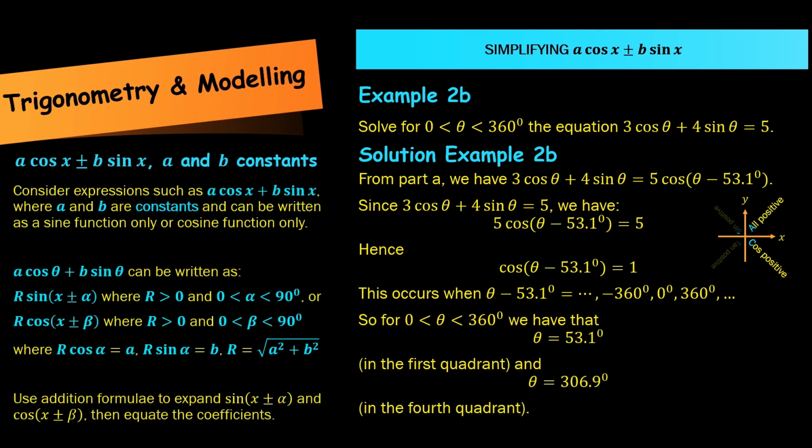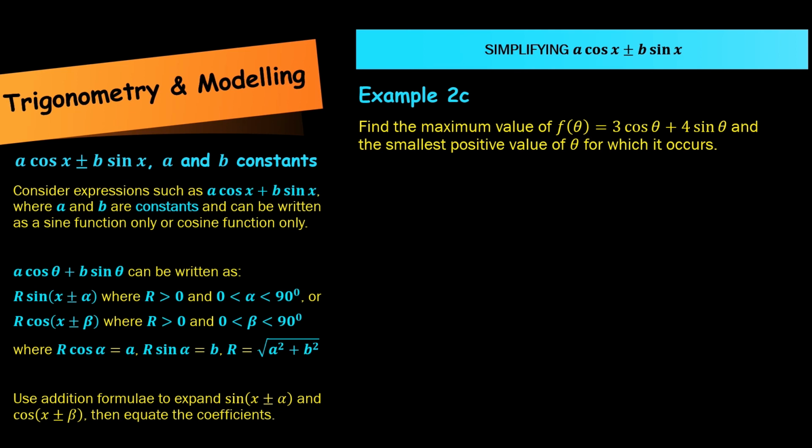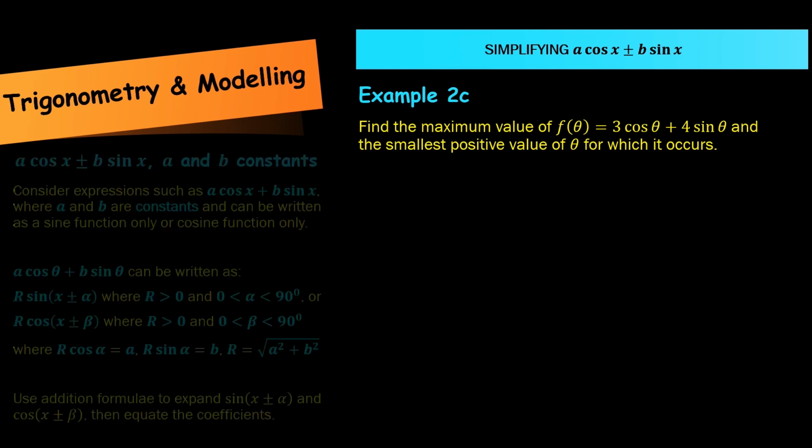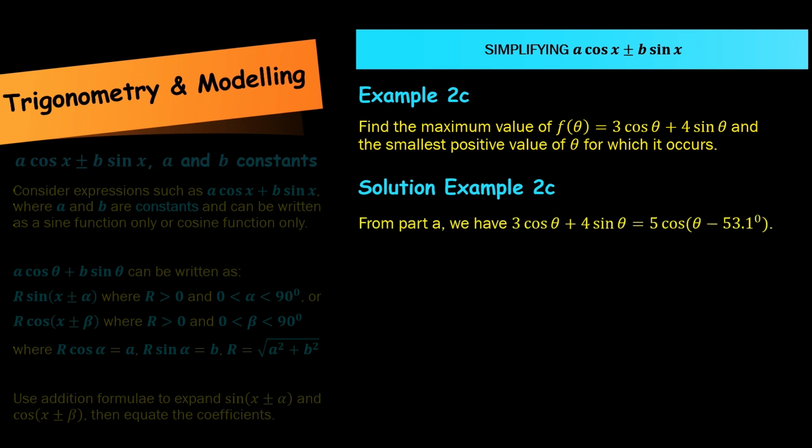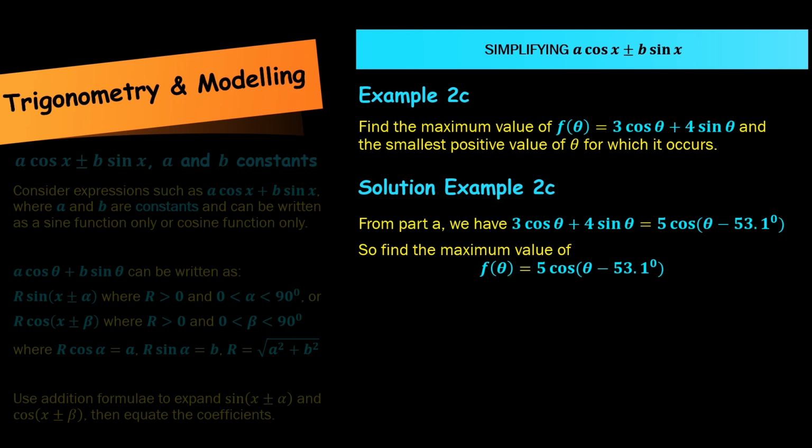Now let's take a look at part C. We are required to find the maximum value of f of theta equals 3 cos theta plus 4 sin theta and the smallest positive value of theta for which it occurs. So let's solve this. From part A we have that 3 cos theta plus 4 sin theta equals 5 cos(theta minus 53.1 degrees). Therefore, we're going to try to find the maximum value of 5 cos(theta minus 53.1 degrees).